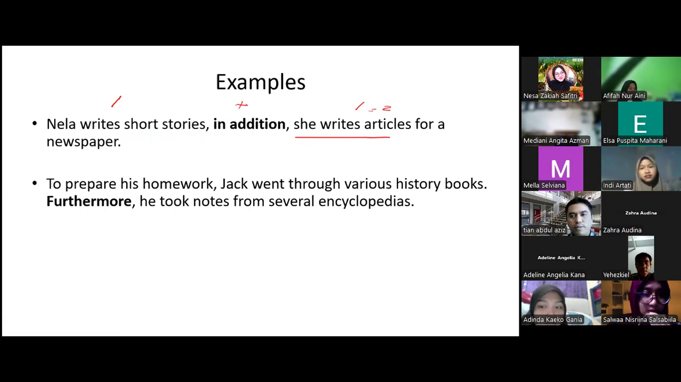Continue. To prepare his homework, Jack went through various history books. Furthermore, he took notes from several encyclopedias. Okay, good. We use "furthermore" here.